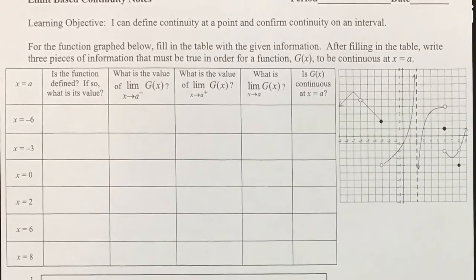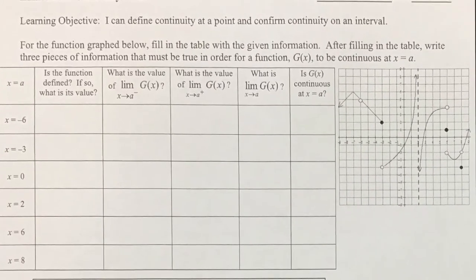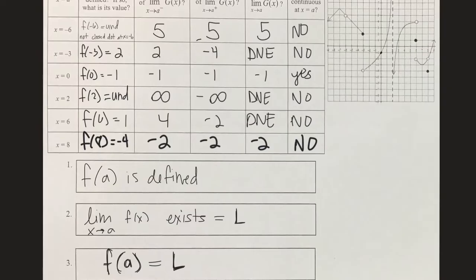So we have our graph, and you have some dots and some holes and some asymptotes and all kinds of stuff going on with your graph. So we're going to fill in this chart with these 7 different things, talking about, is it defined? Okay, limit from the left, limit from the right. Then what is the actual limit, and is it continuous? Okay, so we'll take a second. We're going to fill this out.